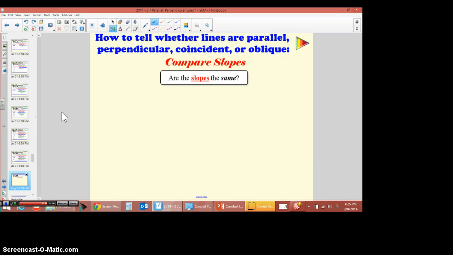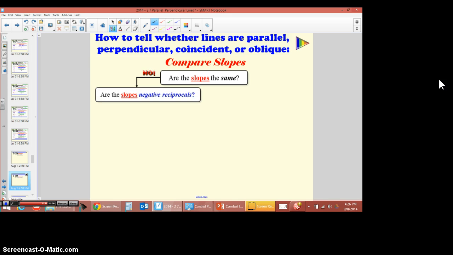So right here, how do you tell whether lines are parallel, perpendicular, coincident, or oblique? Remember, oblique is intersect but not perpendicular. And coincident is parallel but on top of each other, so it doesn't count. So we ask here, are the slopes the same? No. If that's my answer, I've got a flow chart here.